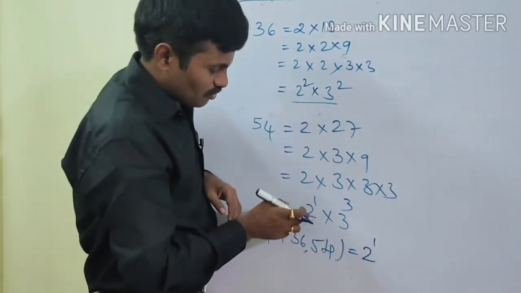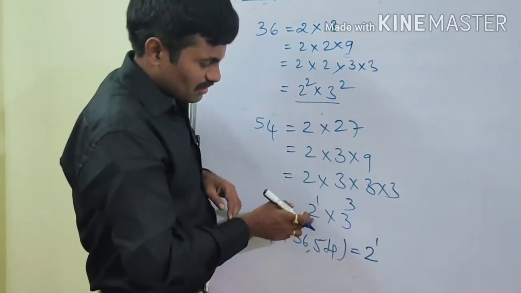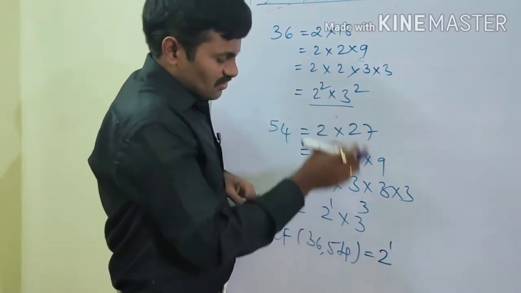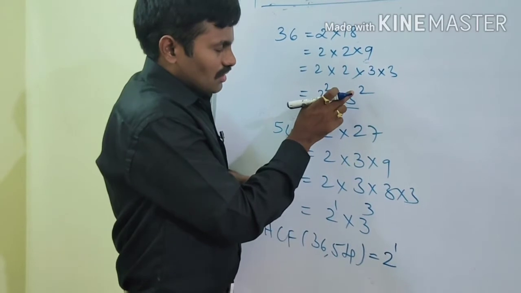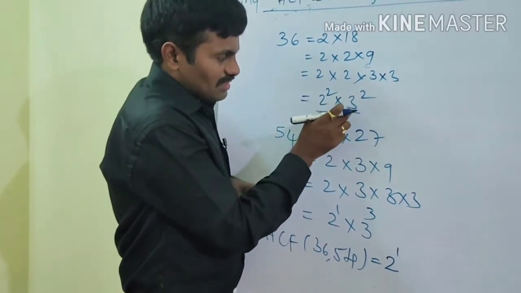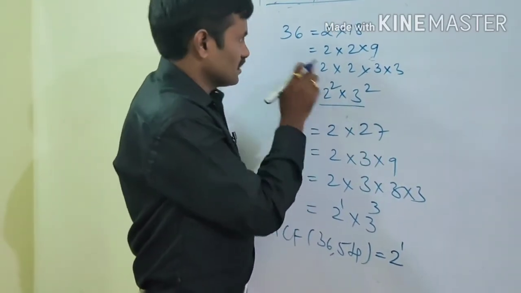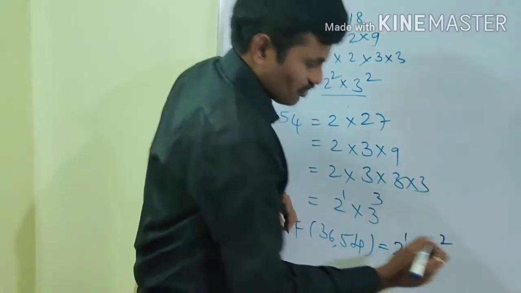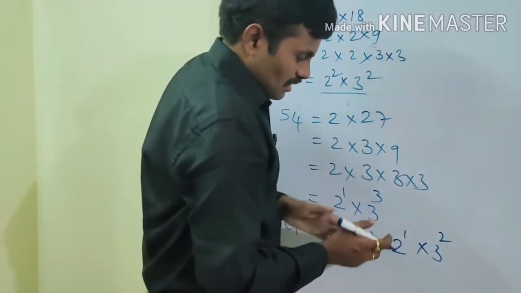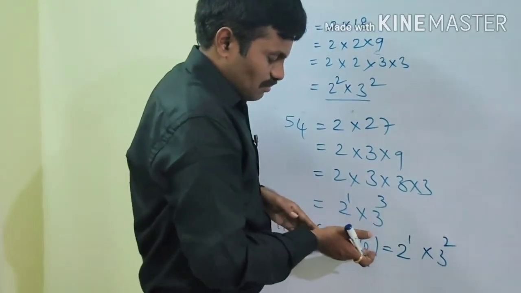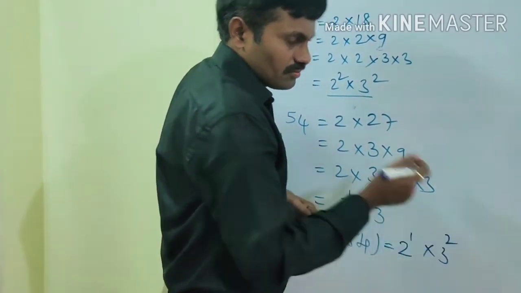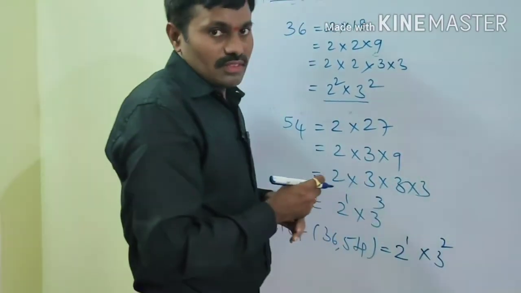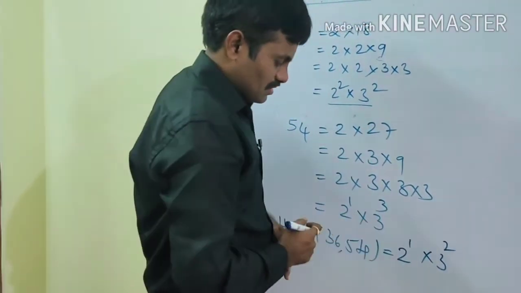Here in 2 power 2 and 2 power 1, which one is the least power? 2 power 1. In 3 square and 3 cube, the least power of the prime factor is 3 square. So that in this 36 is there, so write 3 power 2. That means the HCF of two numbers can be written as the product of the smallest powers of common factors of the given numbers.